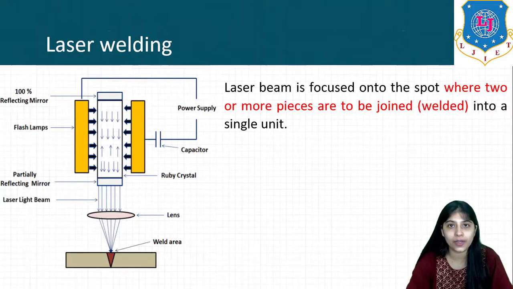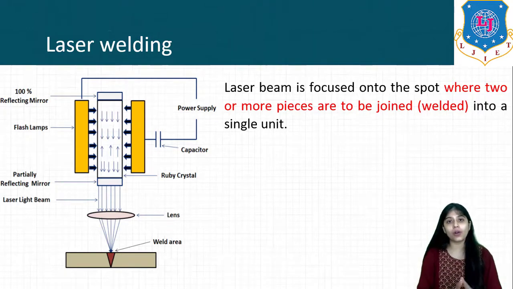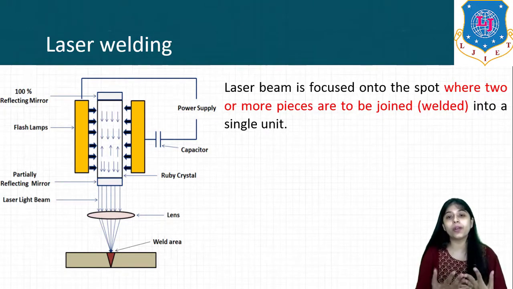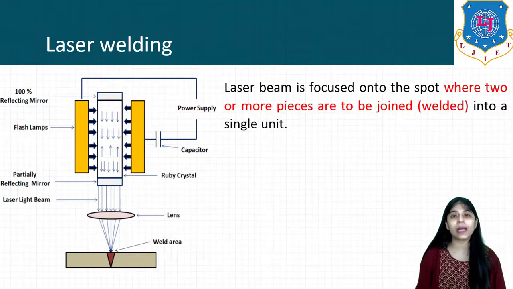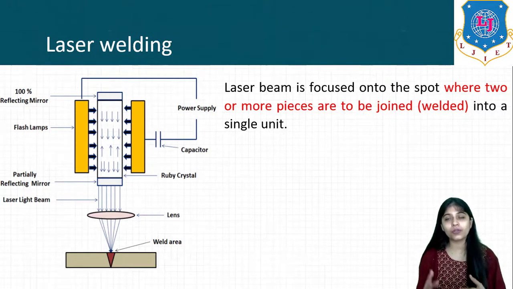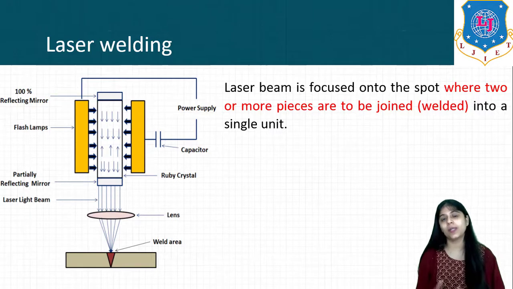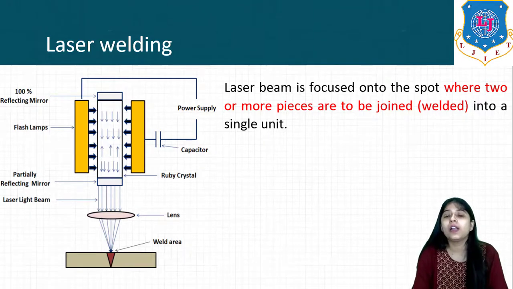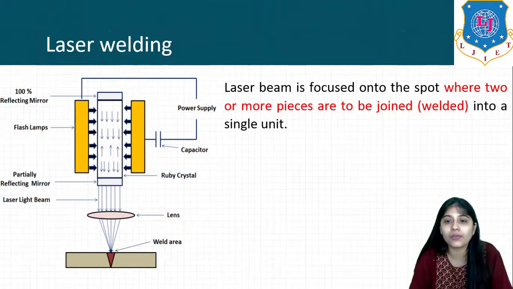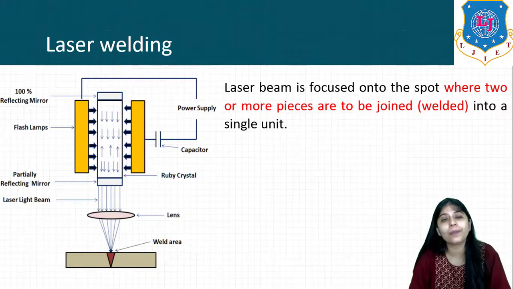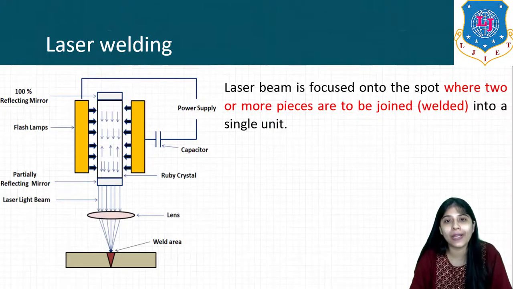What does welding mean? Welding means to join two or more pieces that may be similar or dissimilar types of metals. To join two or more pieces of such metals is known as welding. So the laser beam is focused onto the spot where these two pieces are to be joined or welded into a single unit.